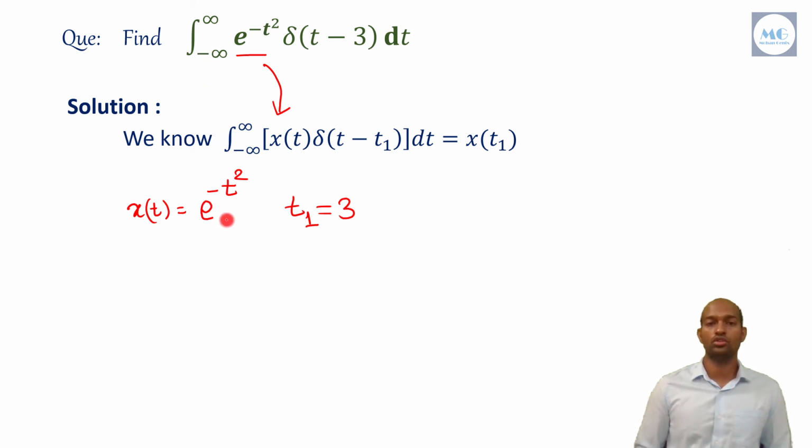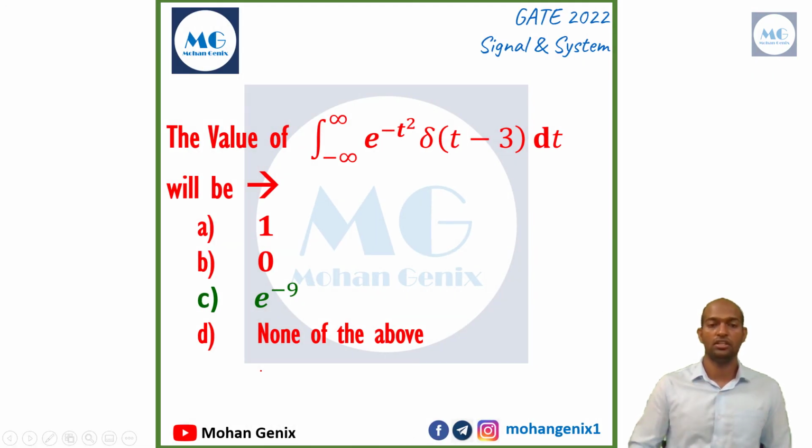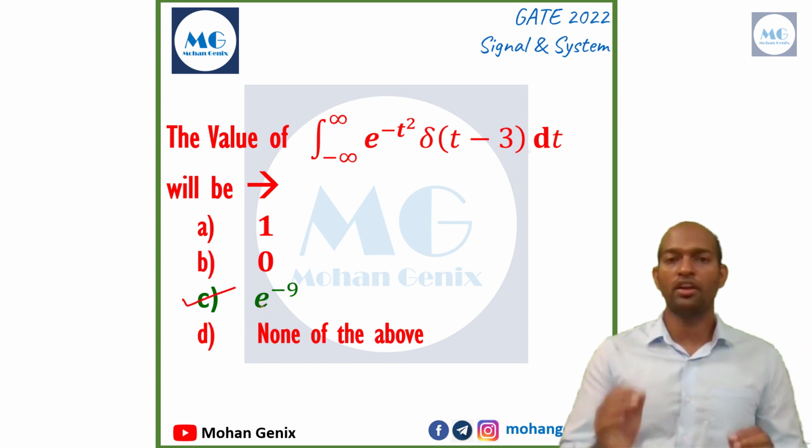So we got this. The answer of this question, suppose this integration is I. So I will be x t at t equal to t1, that means 3. In this x t, we just have to replace t with t1, that is 3. So what will it become? It will be e to the power minus 3 square, that is e to the power minus 9, which was option C. So C will be the right answer. I hope all of you have got it right.